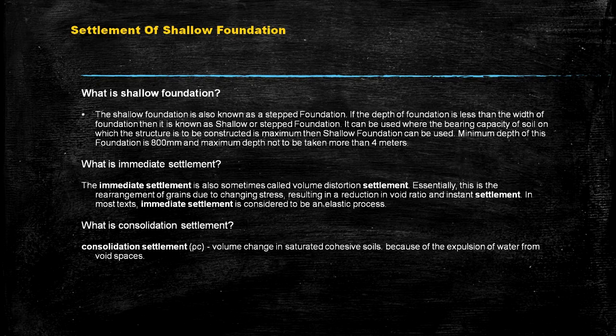Settlement is generally of two types. First, immediate settlement. The immediate settlement is also sometimes called volume distortion settlement. Essentially, this is the rearrangement of grains due to changing stress, resulting in a reduction in void ratio and instant settlement. In most texts, the immediate settlement is considered to be an elastic process. Then, consolidation settlement: the volume change in saturated cohesive soil because of the expulsion of water from void spaces.